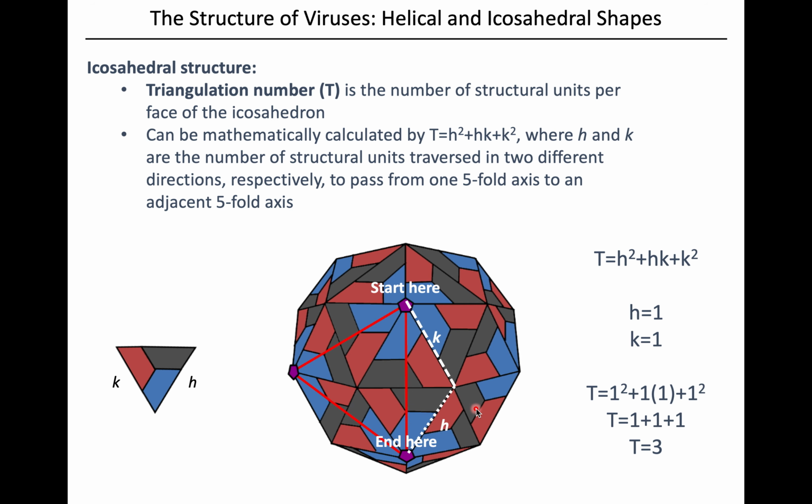That triangulation number is something that can be mathematically calculated. I'm not going to ask you to do that, so I'm not going to spend much time on it, but I did just want you to be aware that if you know how many structural units, how many subunits you've got, you can do a pretty simple calculation and determine that triangulation number for any icosahedral virus.